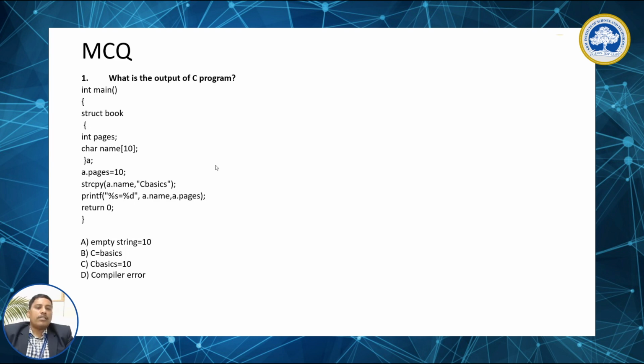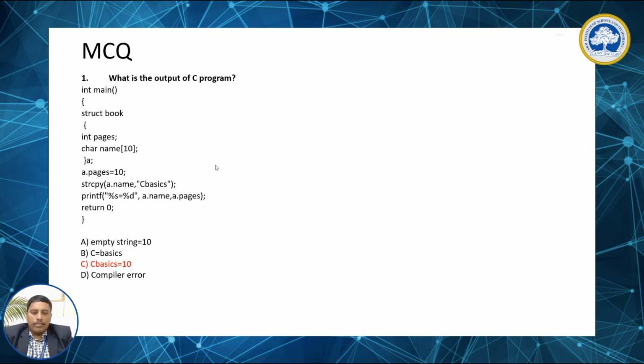Understood? Here A is the structure variable, and the dot operator accesses the member. The member here is name, so the string C basics is copied to A dot name. Finally I print the name of the book as well as the pages. Using A dot name I can access the name of the book, and using A dot pages I can access the number of pages. Then return 0. So what output will I get? I will get C basics and 10.